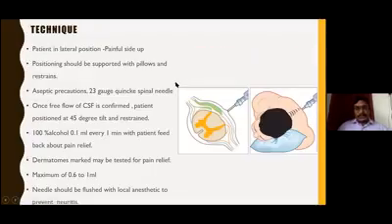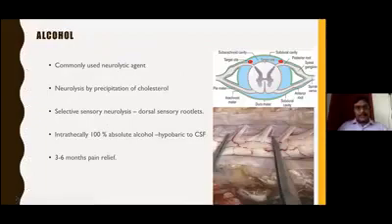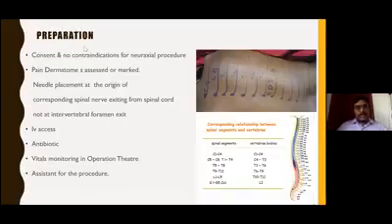Once the preparation of the patient, with the pros and cons of this procedure, is discussed with the patient, make sure there are no contraindications for this neuraxial procedure. One thing is bleeding and coagulopathy, the possibility of causing hematoma and causing weakness.